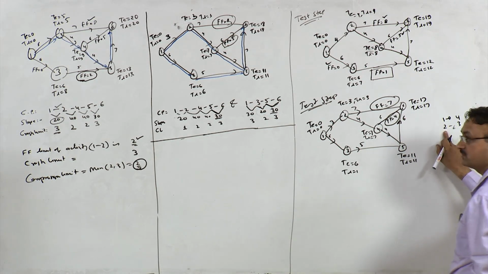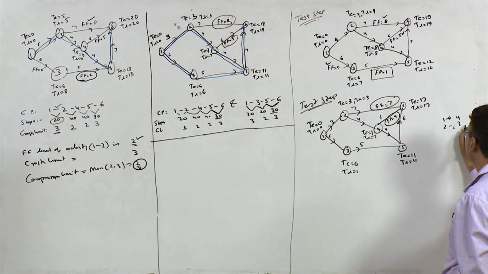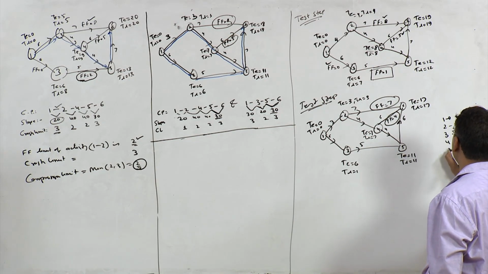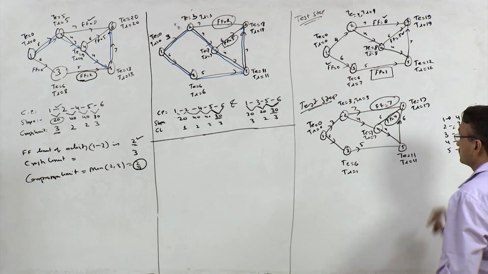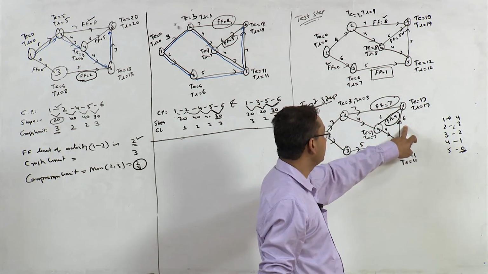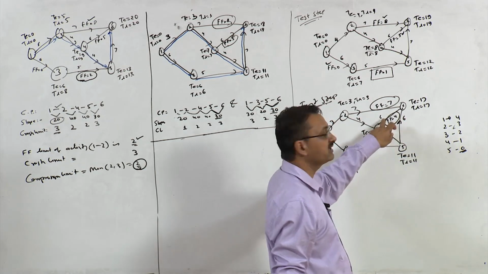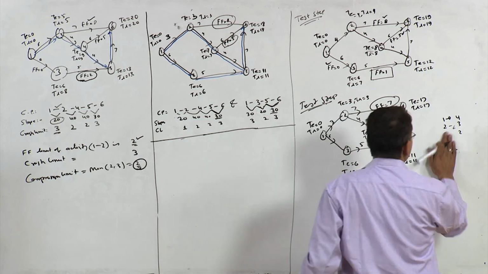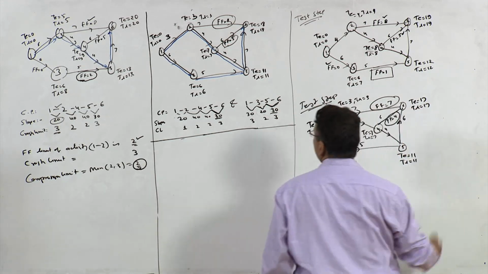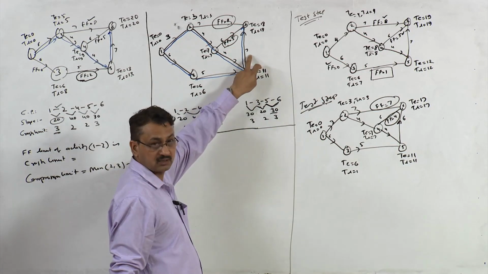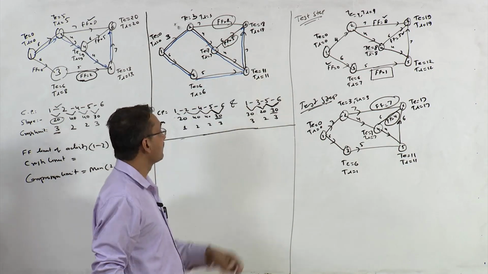Then had we reduced it by 2 days, it would have become 3, 3 days 2, 4 days 1, 5 days 0. So had we reduced the duration of this activity by 5 days, it would have become a critical activity, right? So let us now take a decision for how many days we should compress this.